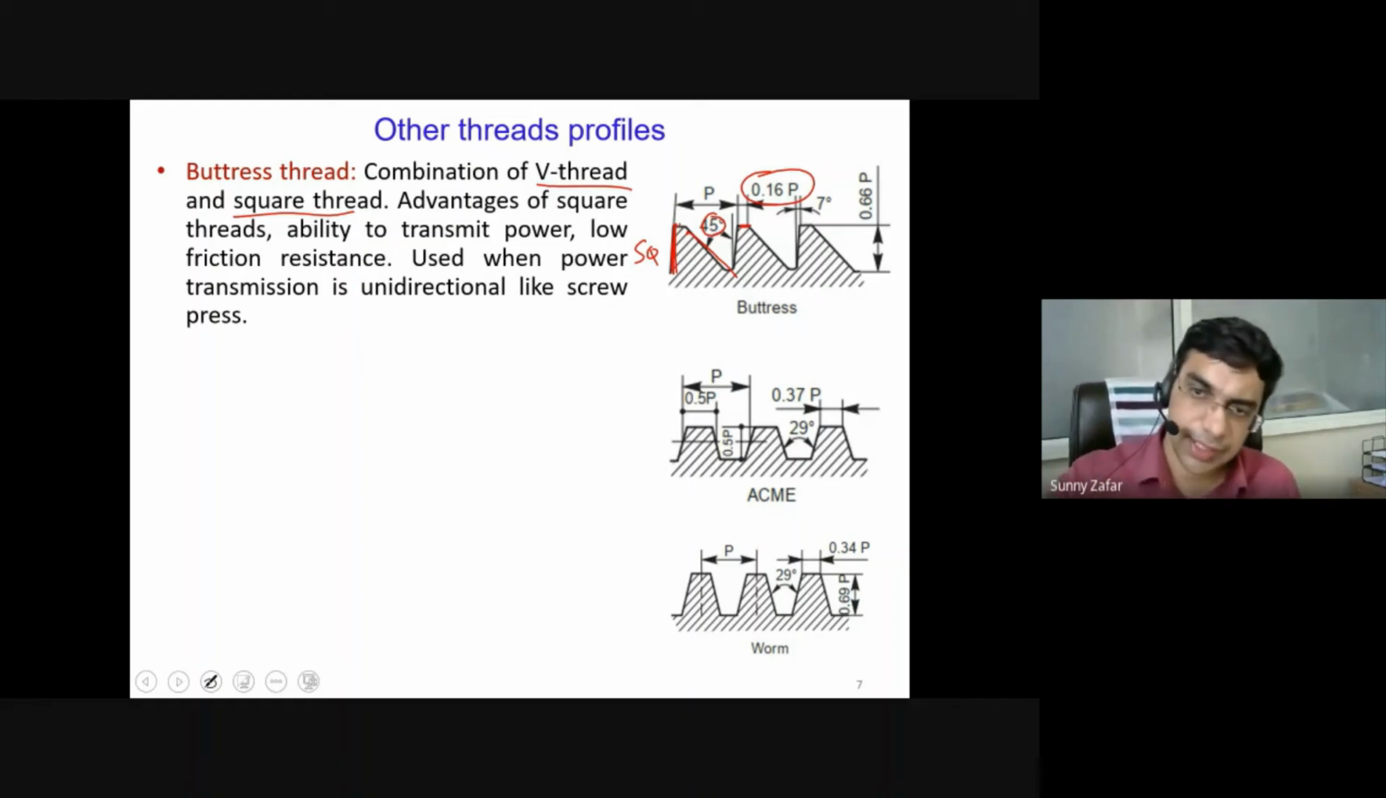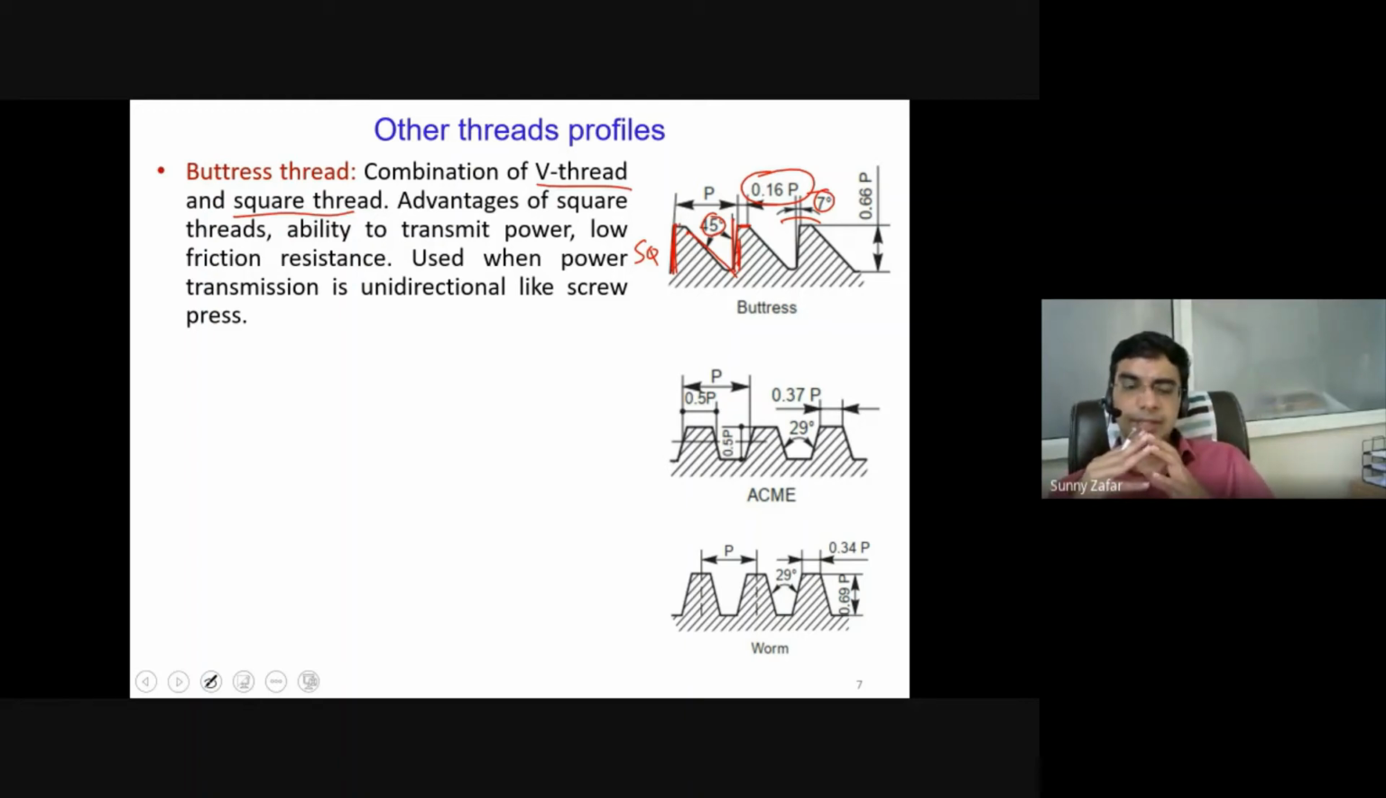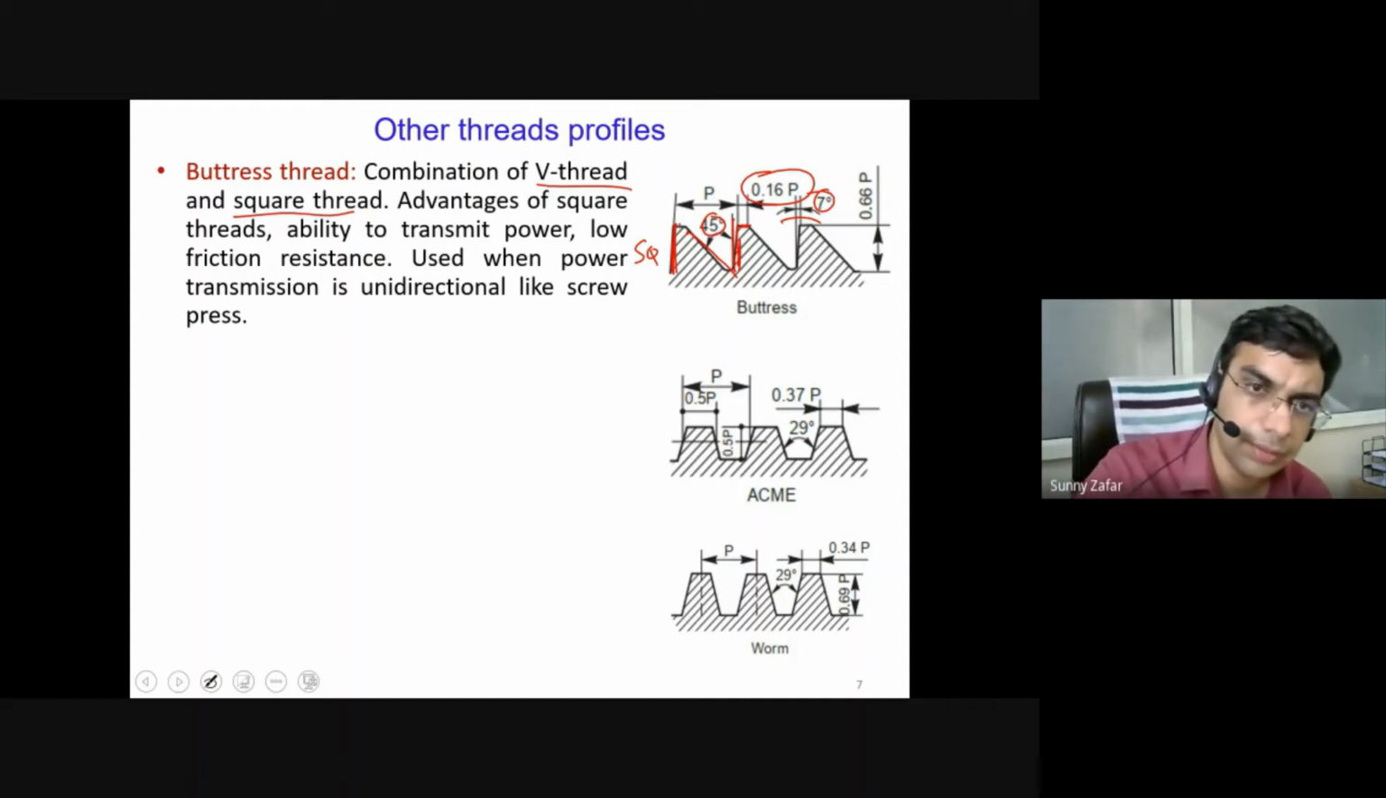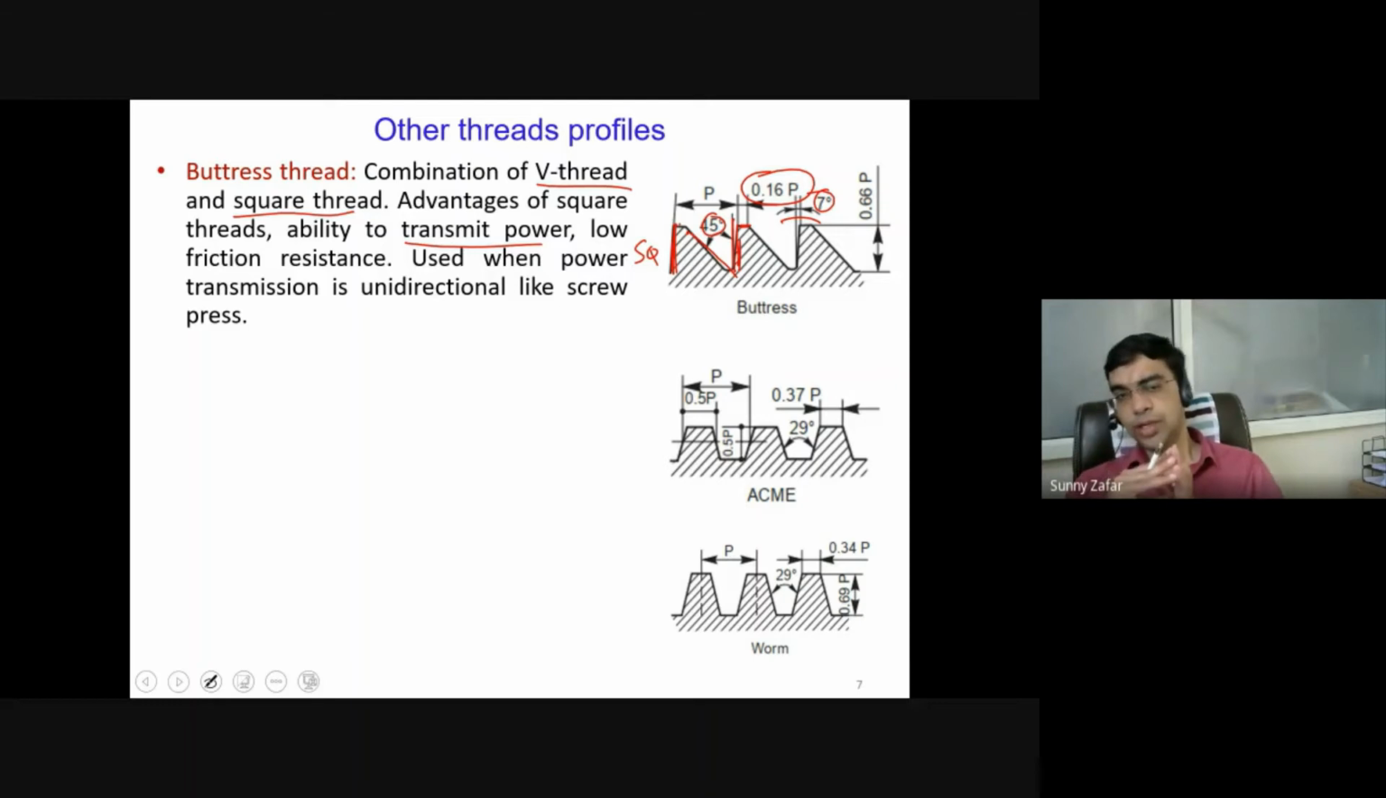And then of course there is a slight slant here, we can observe. It is not perfectly 90 degrees, but there is an offset of say 7 degrees here. And this type of thread combines the advantage of the square thread, that is they are also good in transmitting power, and at the same time they are also low in frictional resistance, since you have only one flank surface which is inclined. So in this case, the friction resistance is also quite low.